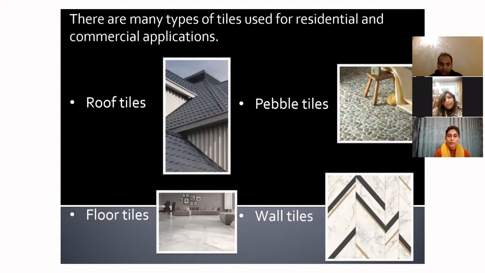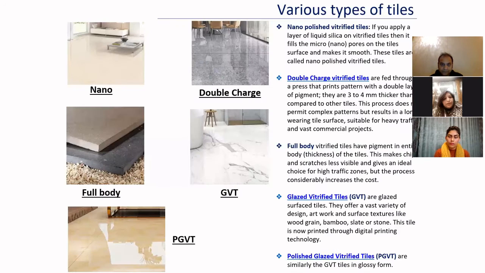There are many types of tiles used for residential and commercial applications, like roof tiles, pebble tiles, floor tiles, and wall tiles. Next, various types of tiles, like nano polish vitrified tiles. If you apply a layer of liquid silica on vitrified tiles, then it fills the micro nano pores on the tile's surface and makes it smooth. These tiles are called nano polished vitrified tiles.